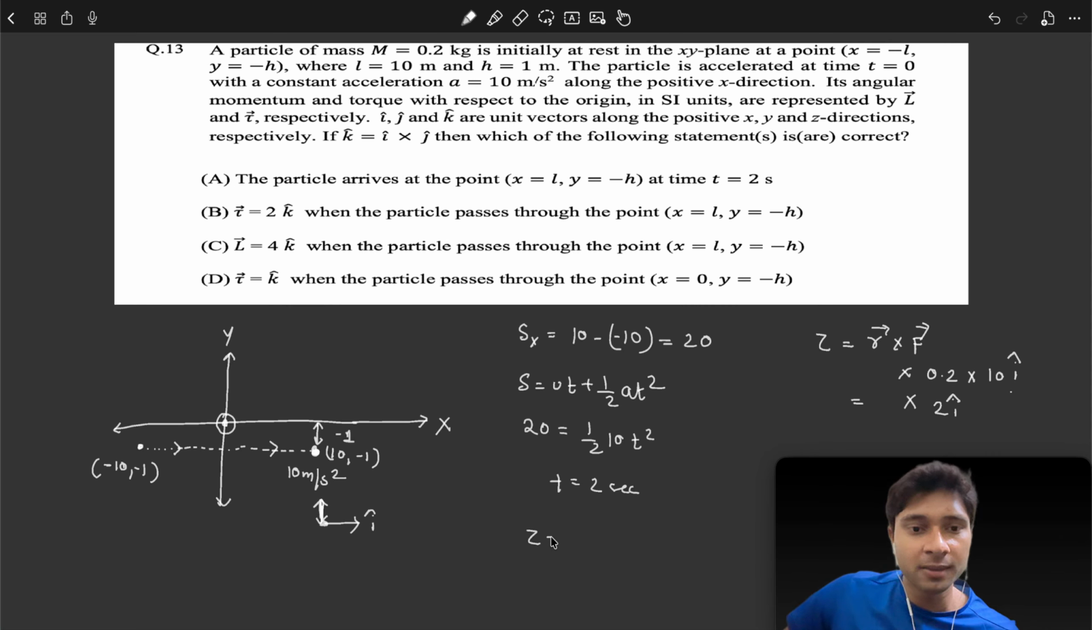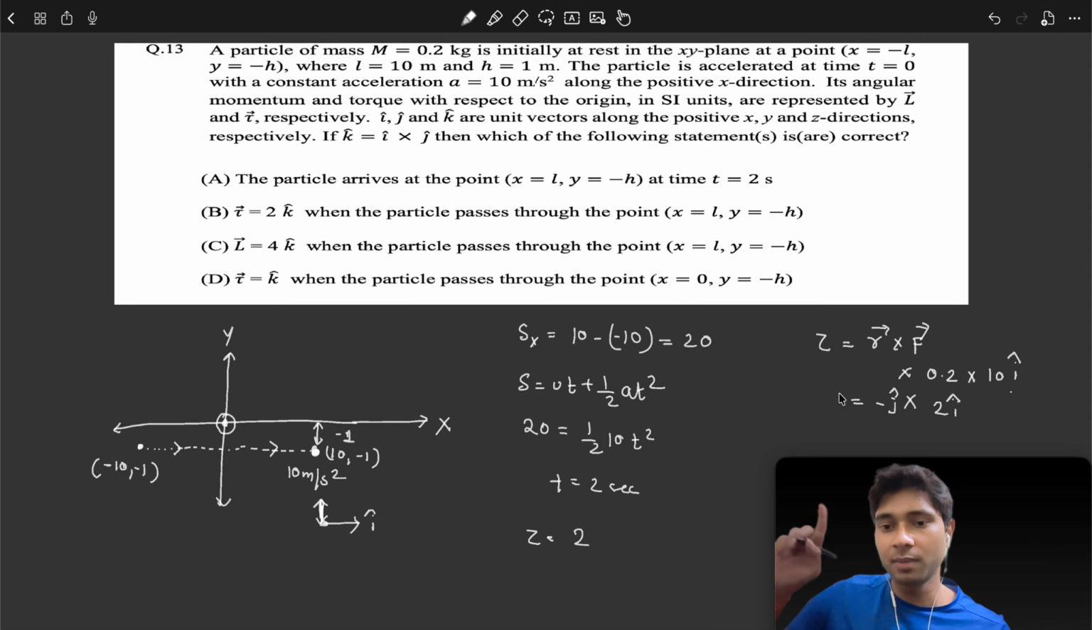So torque will be force into distance, which is 2. Torque is 2k cap, which is right. Let's see whether it should be -k or k. It is r cross F. R will be along -j, right? Why -j? Because the position was -1. So the direction of torque will be in the positive k direction. So option 2 is also correct.